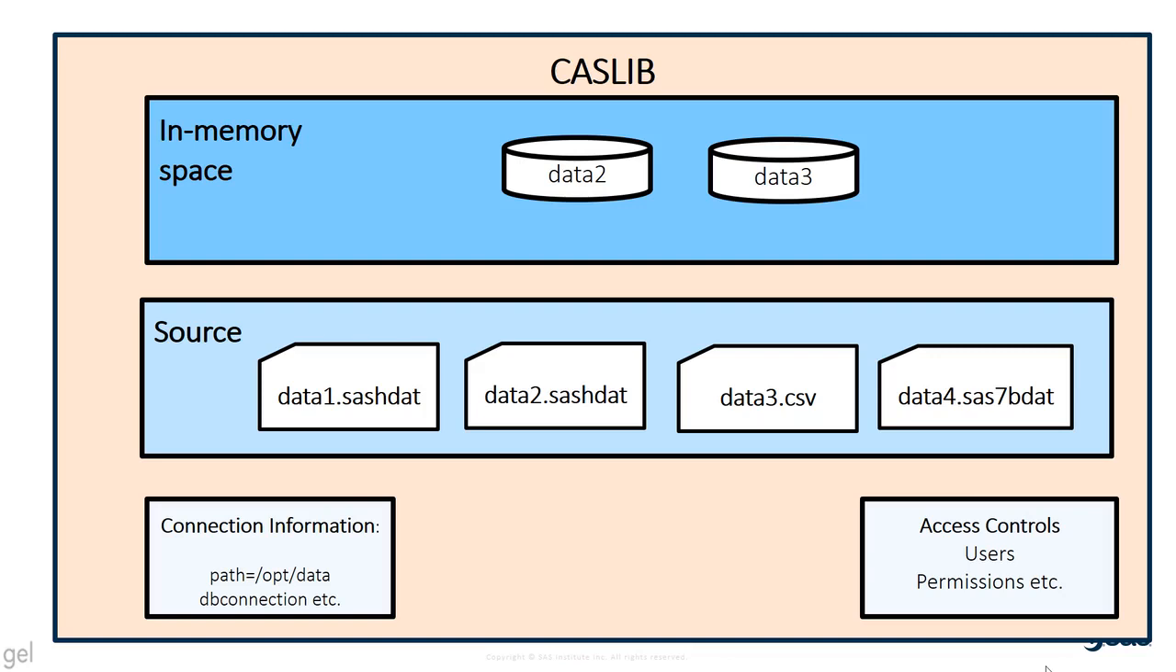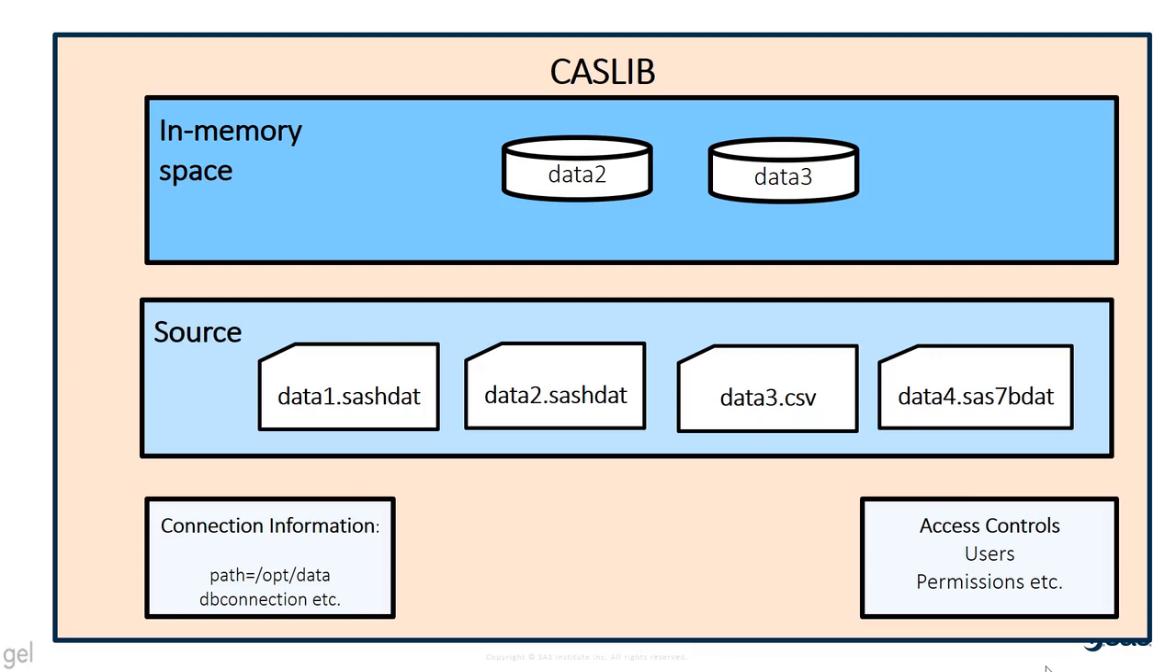But the CAS lib also has another space, which is the source. In this case, I'm looking at a path-based CAS lib, and the source for a path-based CAS lib will be a directory on the file system and the files that are in that directory. So the CAS lib has the in-memory space and it has the source, and you load the data into memory from the source most times. There are some exceptions to that, but I won't go into them. So two areas for the data, in-memory and the source data.